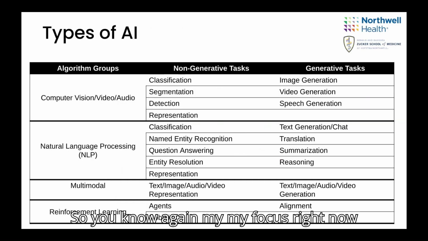So again, my focus right now, because we're talking about applications in healthcare, is really to focus on the narrow types of tasks. And this is not a comprehensive breakdown of what we might think, but we can think about it in terms of algorithm groups, and then different types of tasks. It's split into non-generative versus generative tasks. In the algorithm groups, we can think about things that have to do with signal processing. We can think of images as being a two-dimensional signal. We can think of audio as maybe a one-dimensional signal. Video as a multi-dimensional signal.